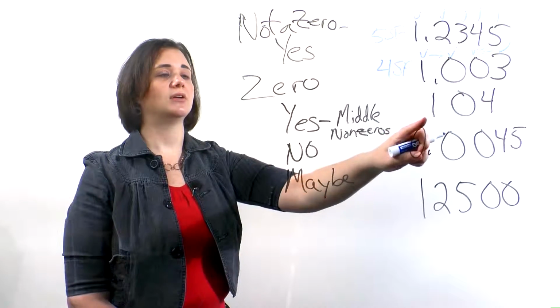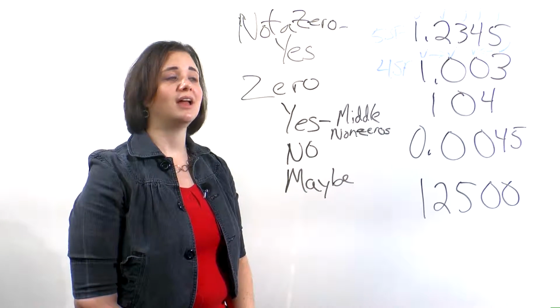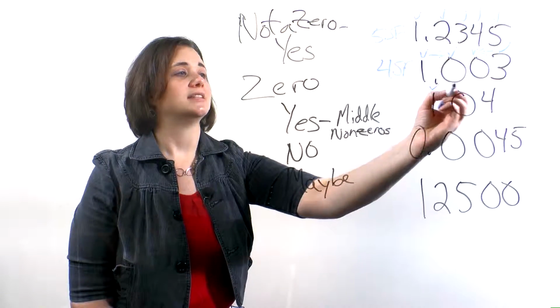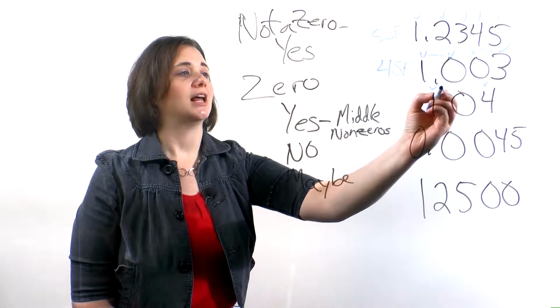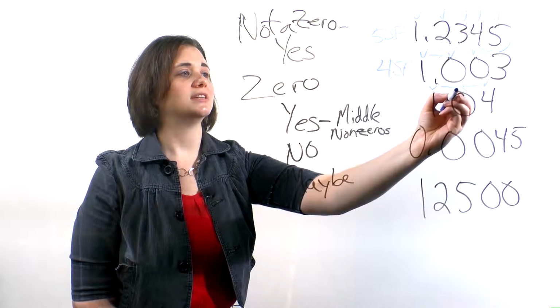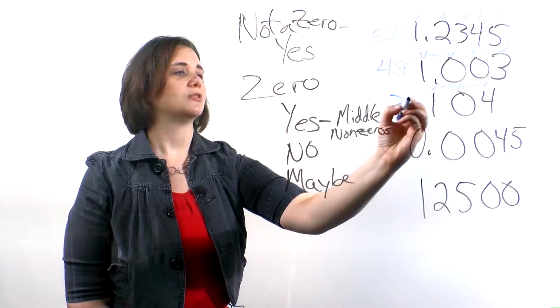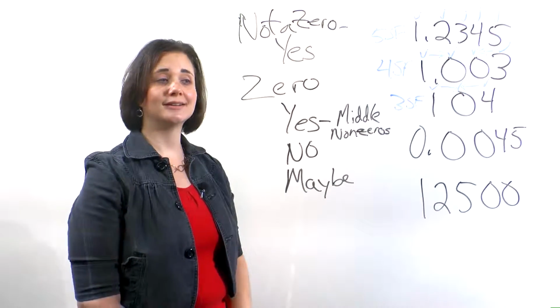Try this one with me. What would you check mark, and do you count the zero? Not a zero, not a zero. I look in the middle, and there is a zero, but since it's in the middle, I get to count it. So if you said 3 sig figs, you're correct.